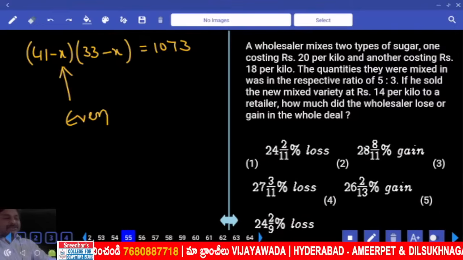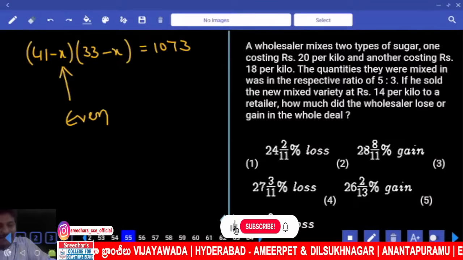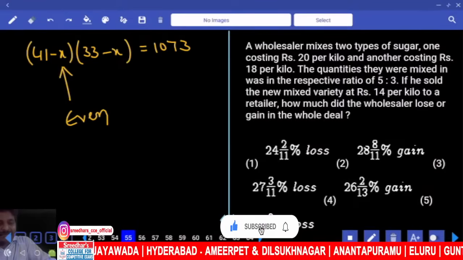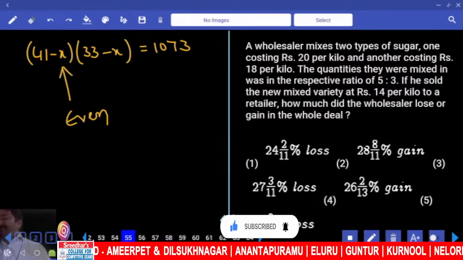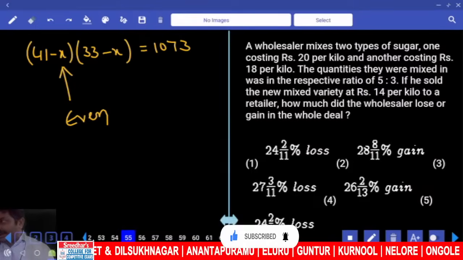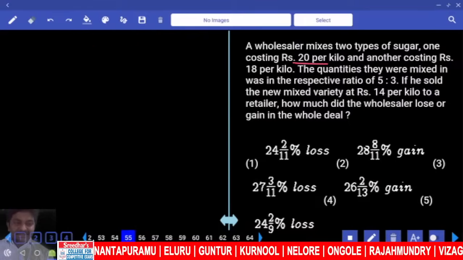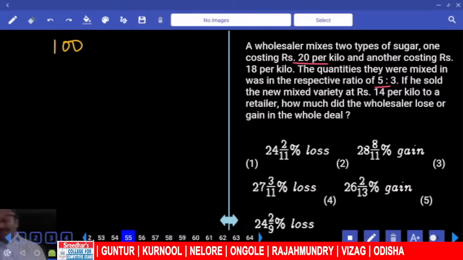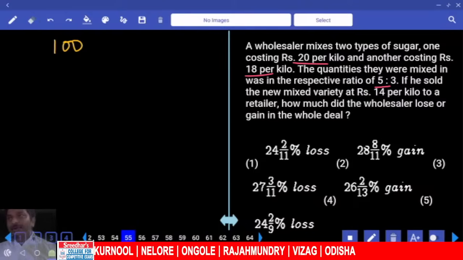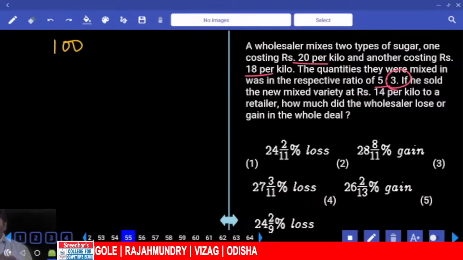A wholesaler mixes two types of sugar, one costing 20 rupees per kilo, another costing 18 rupees per kilo. The quantities they were mixed in were in the ratio 5:3. So I will take 5 kgs and 3 kgs, total 8 kgs. The first variety costed 20 rupees, and we bought 5 kgs. How much amount is that going to be? 100. The second variety costed 18 rupees per kg, and we purchased 3 kgs. It will cost 54. Then the total cost price is 154 only.